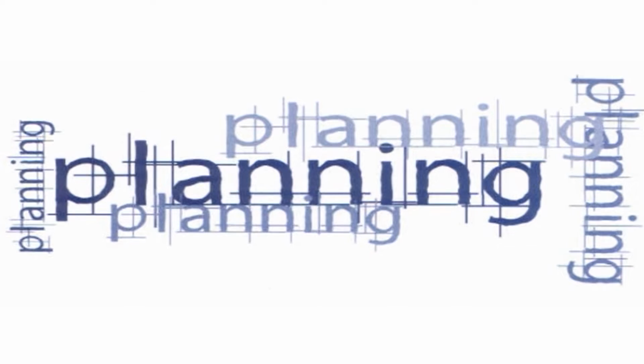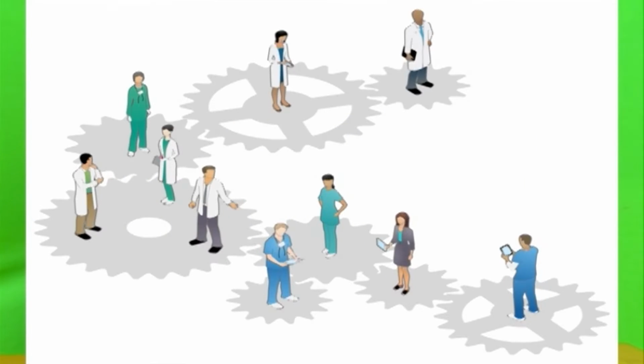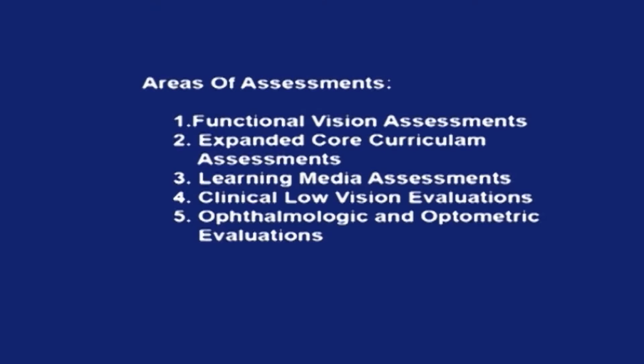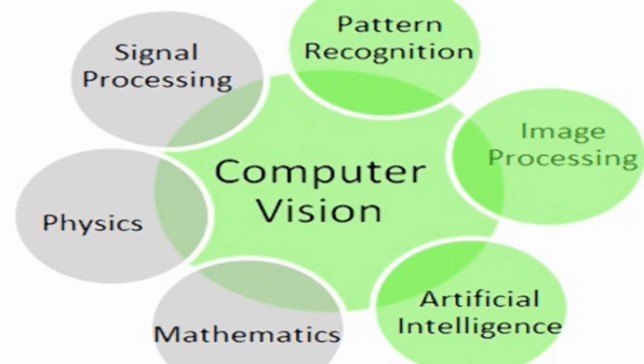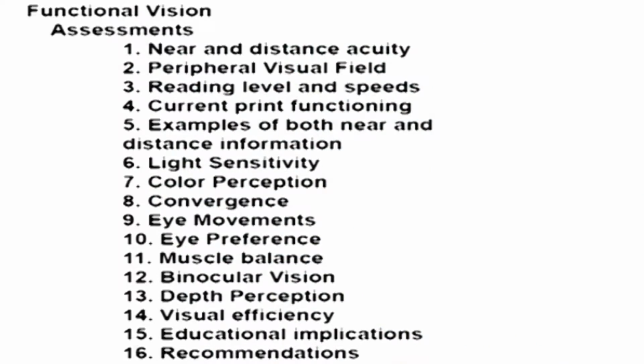Assessment for students with low vision includes comprehensive evaluations by members of students' multidisciplinary team. Areas of assessment include functional vision assessment, expanded core curricular assessment, learning media assessment, clinical low vision evaluations, and ophthalmic and optometric evaluations. These tests are specific to vision related fields.